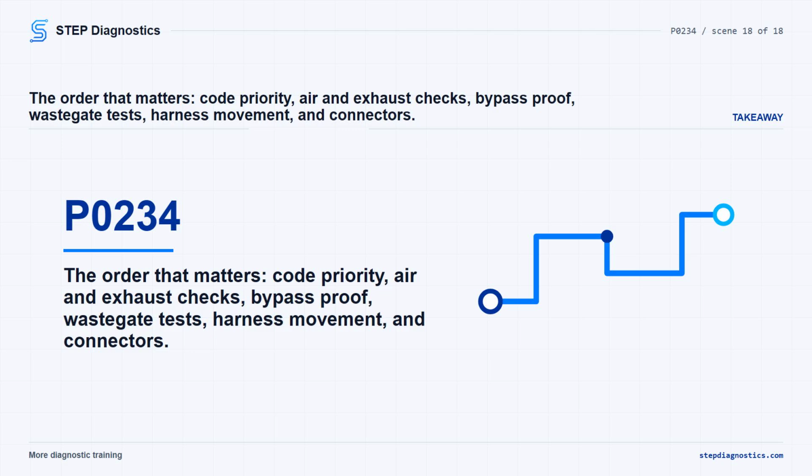Takeaway: work this code in order. Prove the bypass and wastegate controls before condemning hardware, and do not skip the connector and harness movement checks.